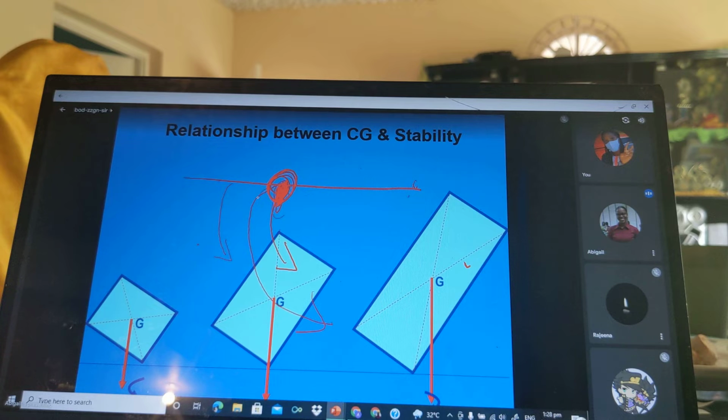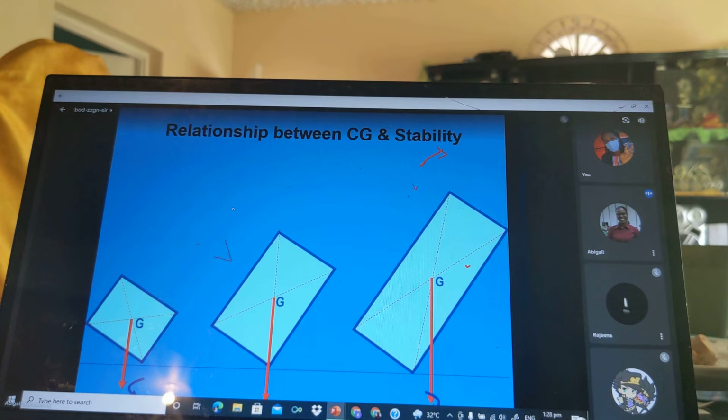Right? So if it rotates in that direction, we call it an anti-clockwise rotation, because we know a clock rotates like so. If it goes against the rotation of the clock, we call it an anti-clockwise rotation.